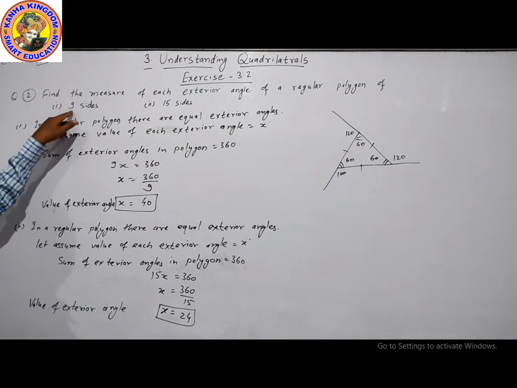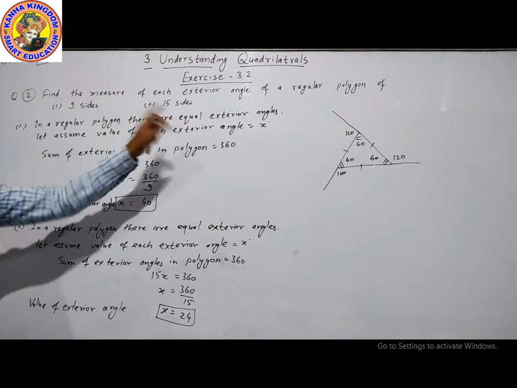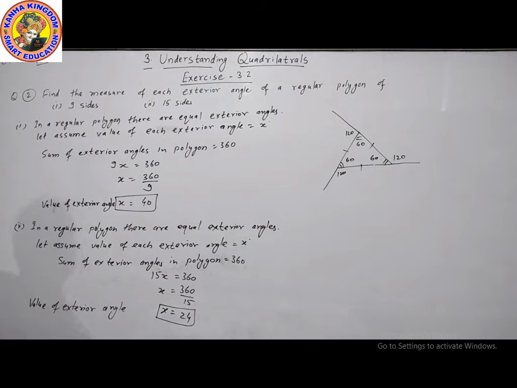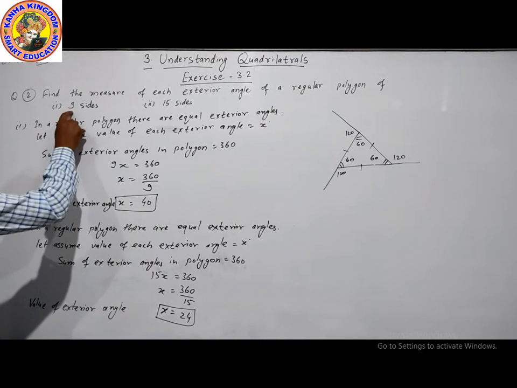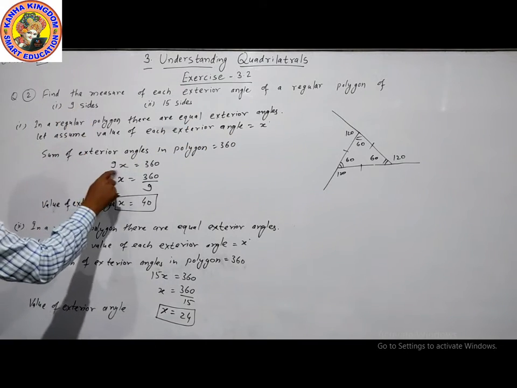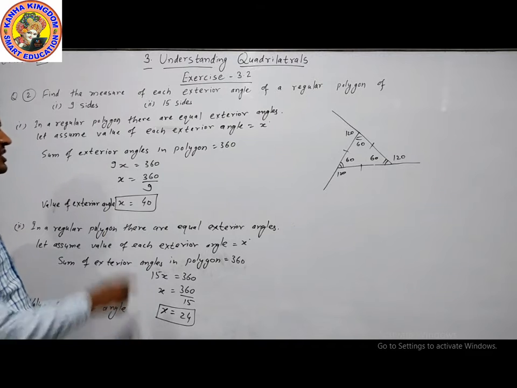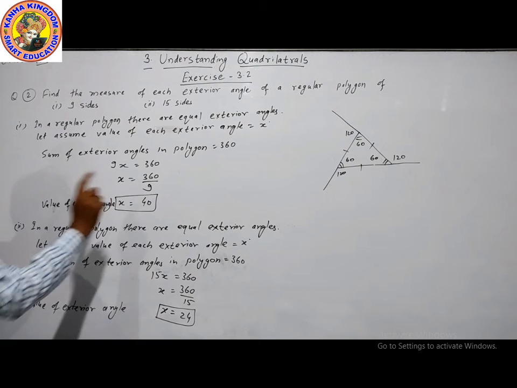Now in this question, the first part is 9 sides. In a regular polygon there are equal exterior angles. Let's assume the exterior angle is x. We know that the sum of exterior angles of a polygon is 360. For any type of polygon, the exterior angle sum is 360 degrees. There are 9 sides, so 9 angles each x, so the total is 9x. 9x is equal to 360, x is equal to 360 by 9. The value of the exterior angle is 40.